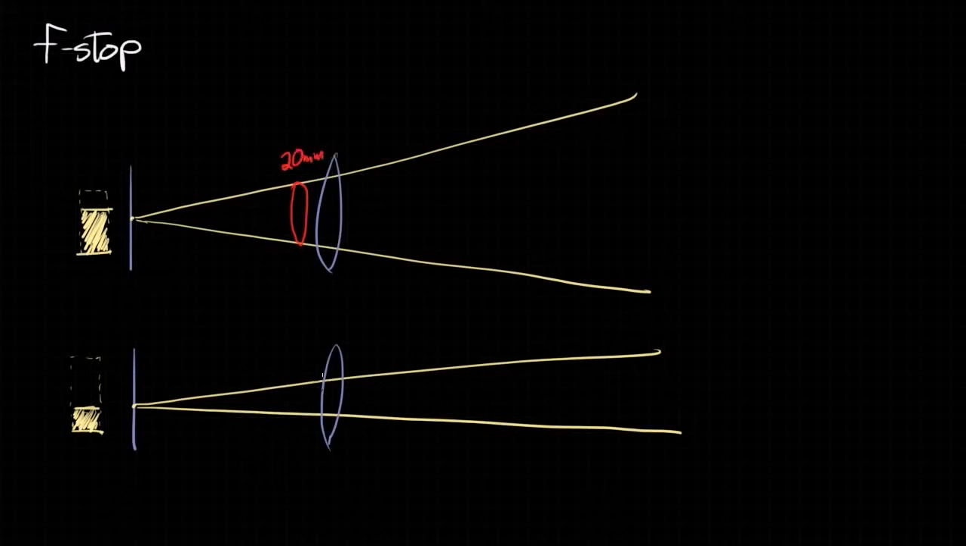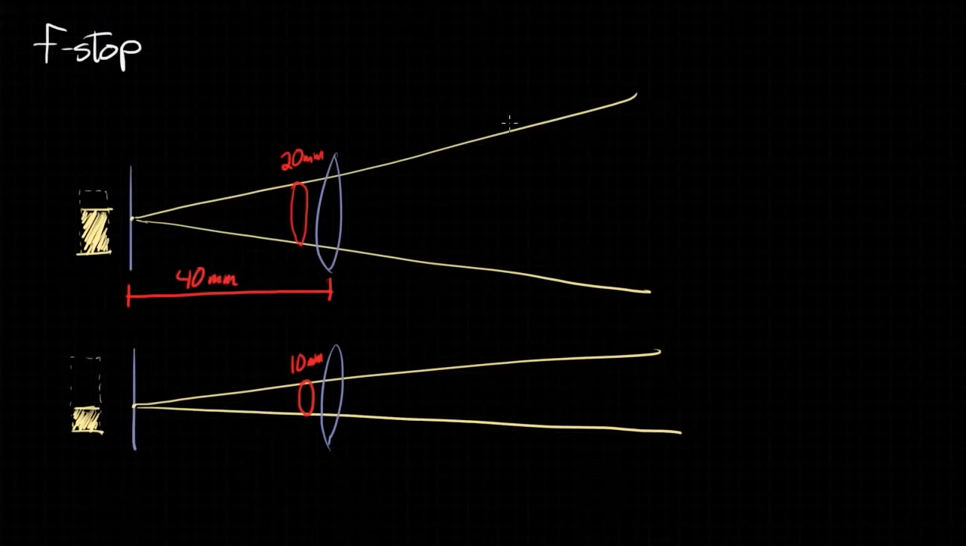And here on the bottom, in order to get this amount of light, we would need an aperture size of, say, 10 millimeters. In both of these examples, the lens is the same distance from the film. This distance is called the focal length, and in this example, the focal length is 40 millimeters.